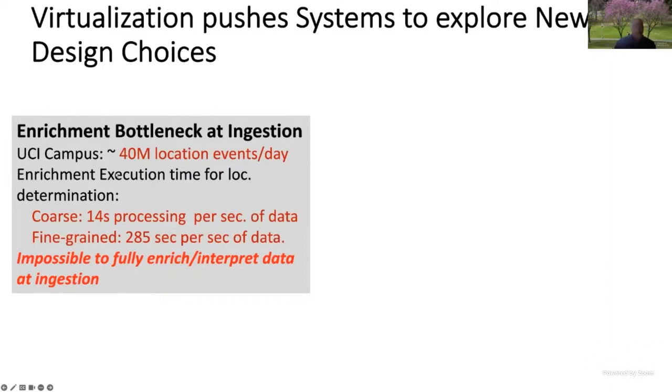So let's take an example from the UCI campus that we have built. At UCI, there are about 40 million location events that arrive every day from interactions of people carrying devices with access points. These are Wi-Fi events. Typically, at the coarse level of granularity, if you want to use this information to interpret, let's say, the region in which a person is, one second of data requires 14 seconds of processing. If we want fine-grained localization to the room-level location of a person, the same one second of data requires about 300 seconds of processing.